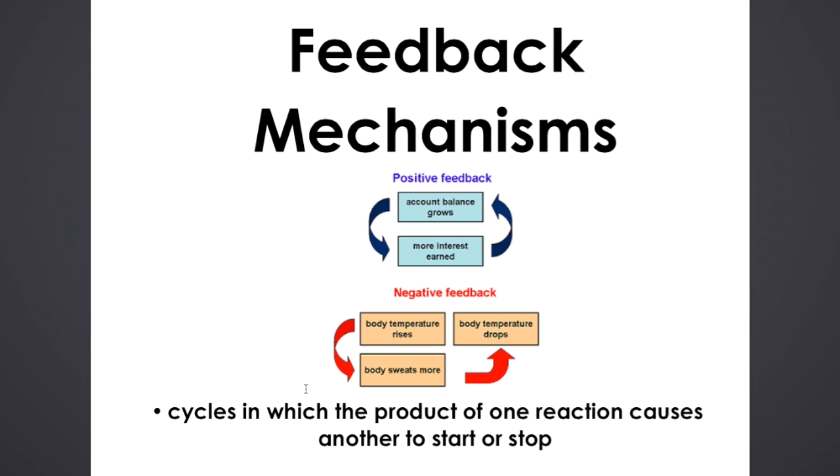Let's look at an example. There are positive feedback mechanisms and negative feedback mechanisms. Let's look at this example. The body temperature rises, which causes the body to sweat more, and that causes your body temperature to drop. So this causes this, which causes this. Again, they are used to help maintain homeostasis.